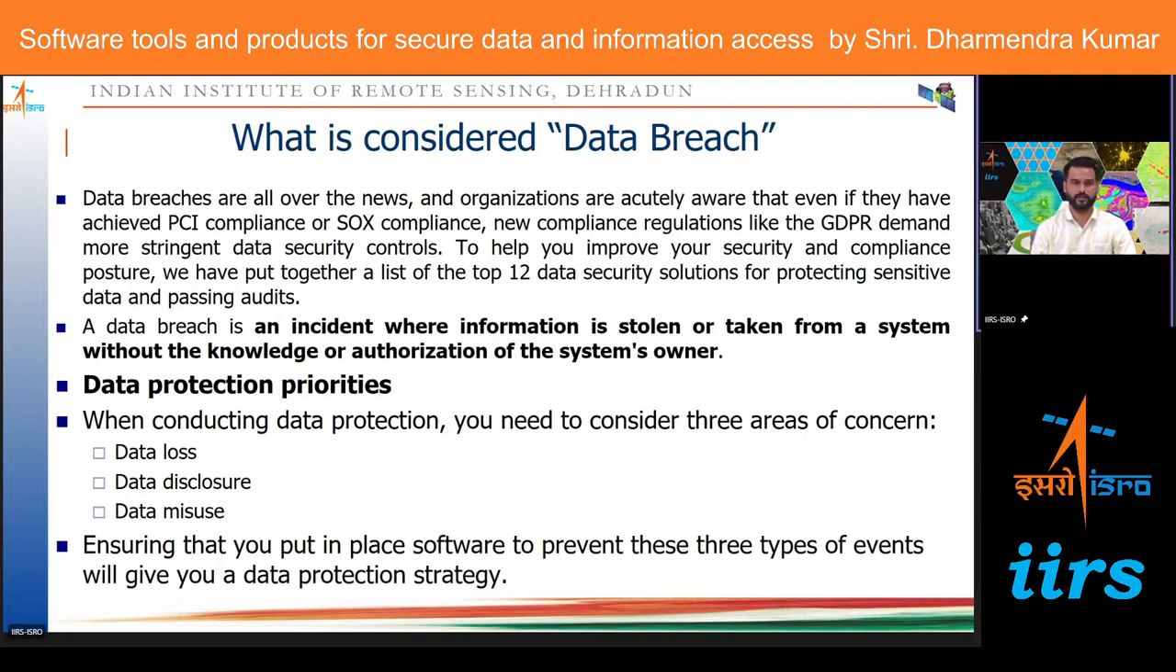Data protection priorities: what are the things we have to consider when data protection is being considered? Three areas of concern are data loss, data disclosure, and data misuse. To ensure that you put in place software to prevent these three types of events, we will now explain the strategy for doing it.